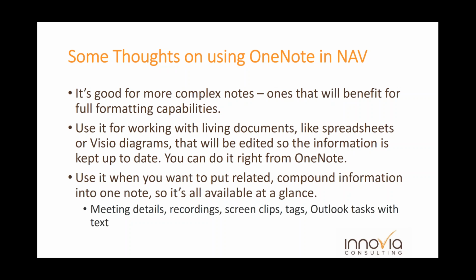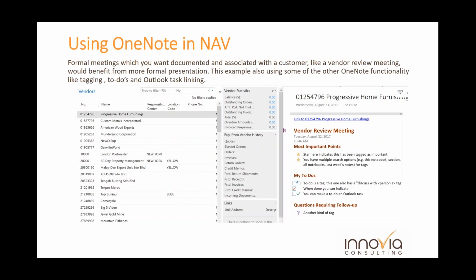So if, for example, you're recording a meeting, and you maybe have a scanned image, and you want some Outlook tasks, because you can use Outlook tasks in OneNote. If you want all those in one single place for somebody to view, that's a good place to use OneNote. Let's look at a couple of examples. Say you have a vendor review meeting and you want to document that. There are things that are going to be to-dos that you want to tag in some way. That's a good example of using OneNote.